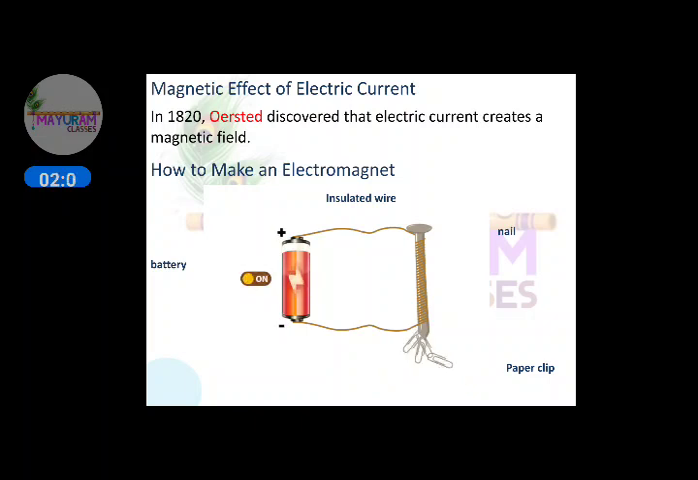In 1820, scientists discovered by accident that an electric current creates a magnetic field. Oersted also used a compass to find the direction of the magnetic field around a wire carrying current. So now I have to explain the magnetic field. The magnetic field is the area around a magnet in which other magnetic materials experience a magnetic force. We can even make an electromagnet at home by using a battery, a nail and insulated wire. I hope you got my point.